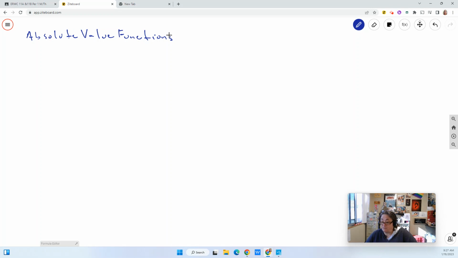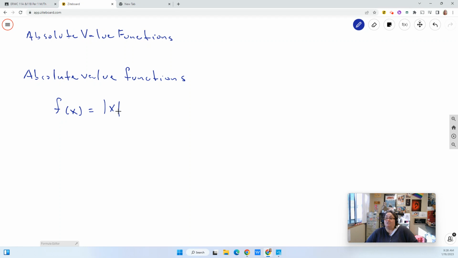So absolute value functions, absolute value functions are written as f of x or g of x or h of x or whatever, right? Whatever we're naming that function, and we're saying it is the absolute value of x.